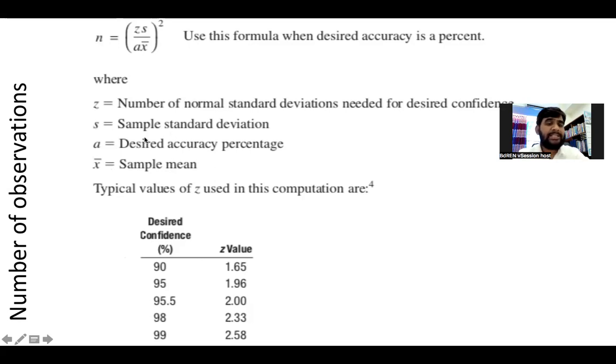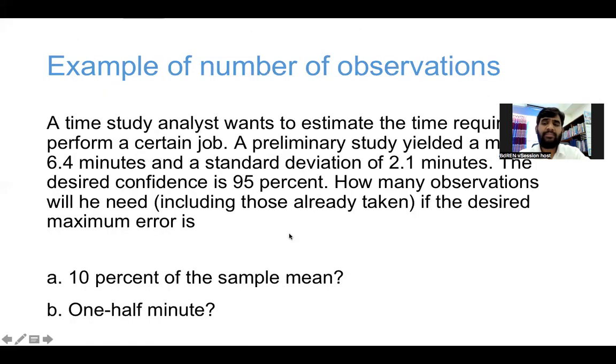S is the sample standard deviation. Before determining the ultimate number of cycles or repetitions, you will take a few samples, 2, 3, 4, and calculate the sample mean average, and then calculate the standard deviation of those 3 or 4 observations. By using that sample standard deviation and sample average, you will calculate the number of observations. Here is the example.